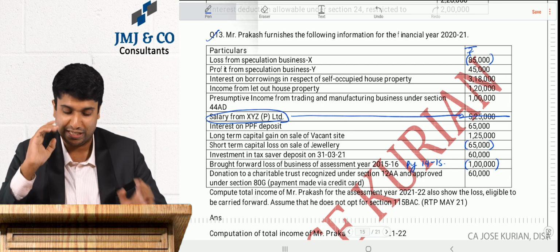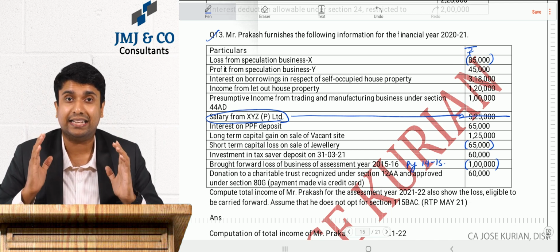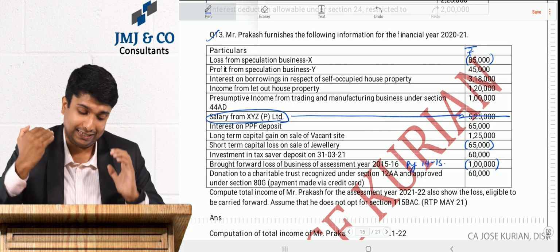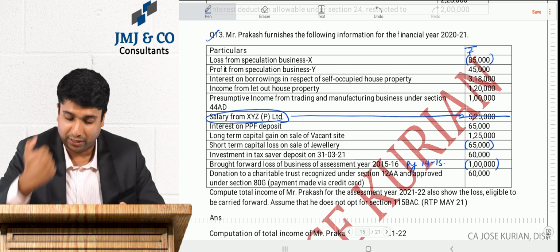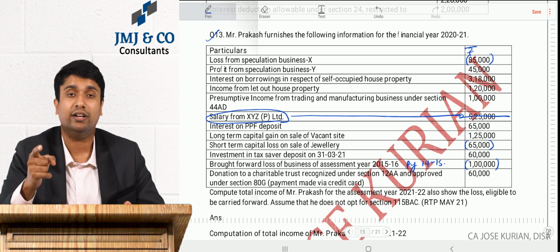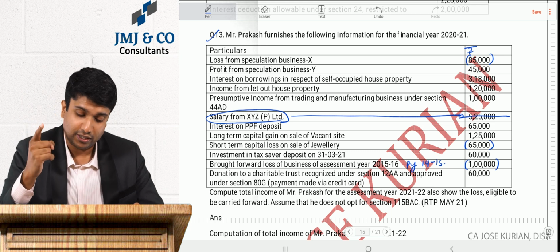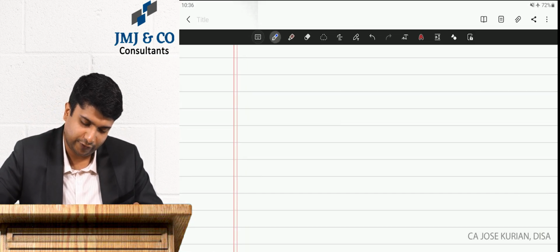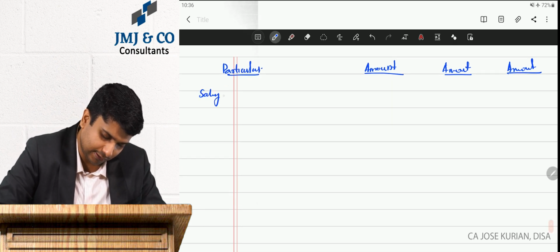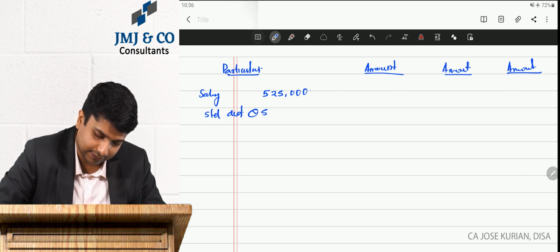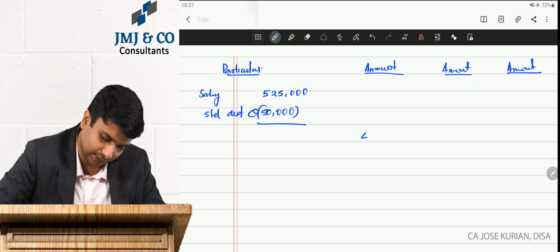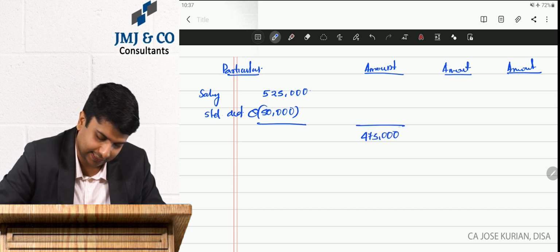From that I can claim what? Standard deduction. If in the question they are using the word computed, salary computed, then our assumption should be that it is computed after standard deduction. But here they are only stating salary from XYZ Private Limited. That means 5,25,000 is the annual salary which you got from XYZ Private Limited, and you should apply standard deduction on that particular amount. So salary is 5,25,000. From that I'm deducting standard deduction, 50,000 rupees. After deducting this standard deduction, the net salary is 4,75,000.